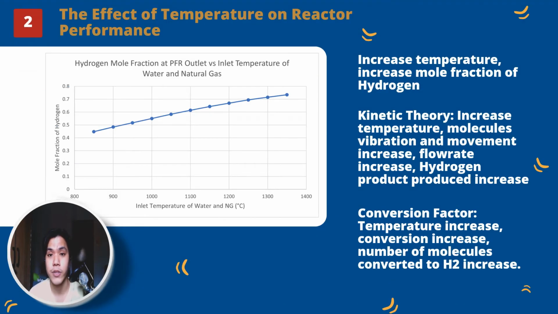Next, the effect of temperature on reactor performance. Now from the data, we can also conclude that the increase in temperature increases the mole fraction of hydrogen. We can look at the reasons in two theories. First is the kinetic theory, where with an increase in temperature, the molecular vibration and movement will increase as well. The flow rate will increase, and then the hydrogen product produced increases as well. Other than that, we can also focus on the conversion factor. An increase in temperature will cause the conversion factor to increase. The number of molecules converted to hydrogen will increase as well.